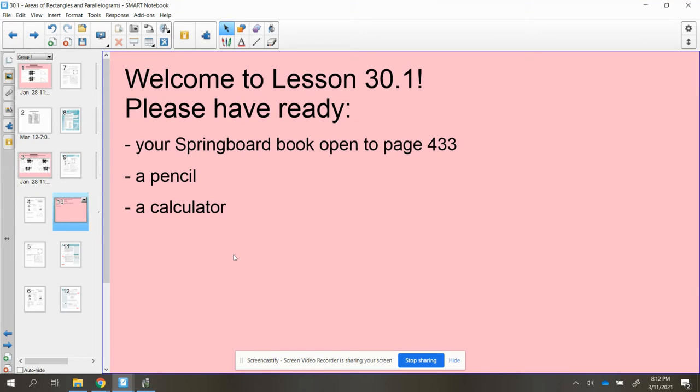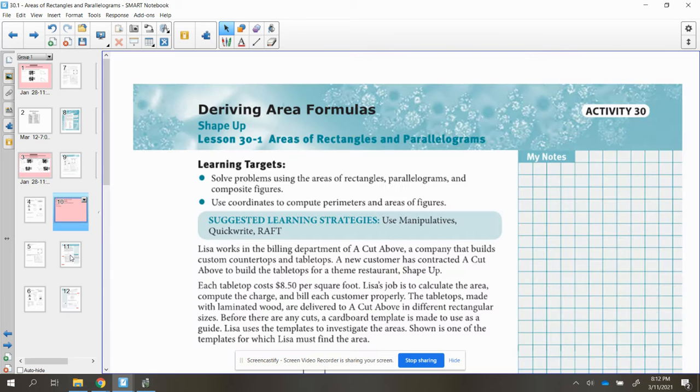Everyone, and welcome to Unit 5, Part 1. Today we are going to talk about Lesson 30.1, which starts on page 433 in our Springboard textbooks. You will need a pencil and a calculator.